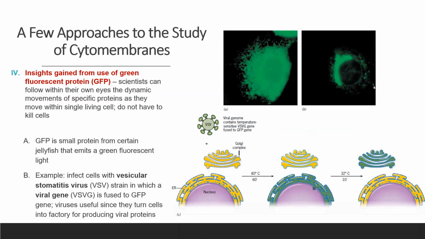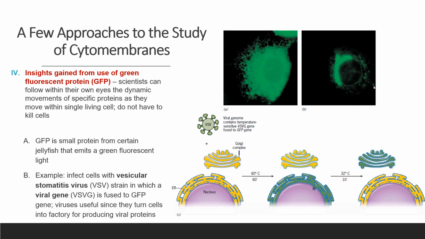So, insights gained from the use of the green fluorescent protein. A while ago we discussed the use of the pulse and chase autoradiography. Here they actually use the green fluorescent proteins, or the GFPs. So scientists can follow with their own eyes the dynamic movements of specific proteins as they move within a single living cell and do not have to kill cells. The GFP is a small protein from a certain jellyfish that emits a green fluorescent light.